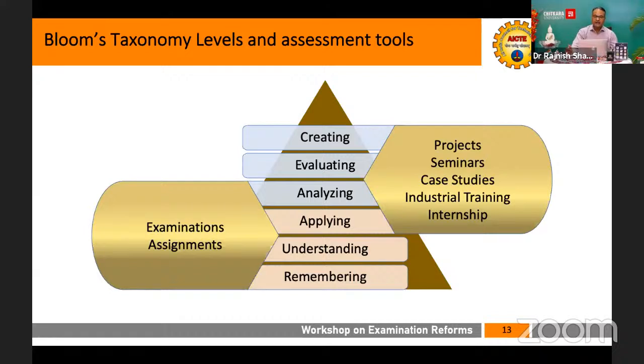Now, creating and evaluating are obviously very high levels of learning. To assess those, the usual assessment tools in our education system are projects, seminars, case studies, industrial training, and internship. As this triangle shows, there is an overlap between the middle two levels, applying and analyzing. These two levels can be assessed by examinations and assignments, as well as by our other assessment tools like projects, seminars, case studies, industrial training, and internship.